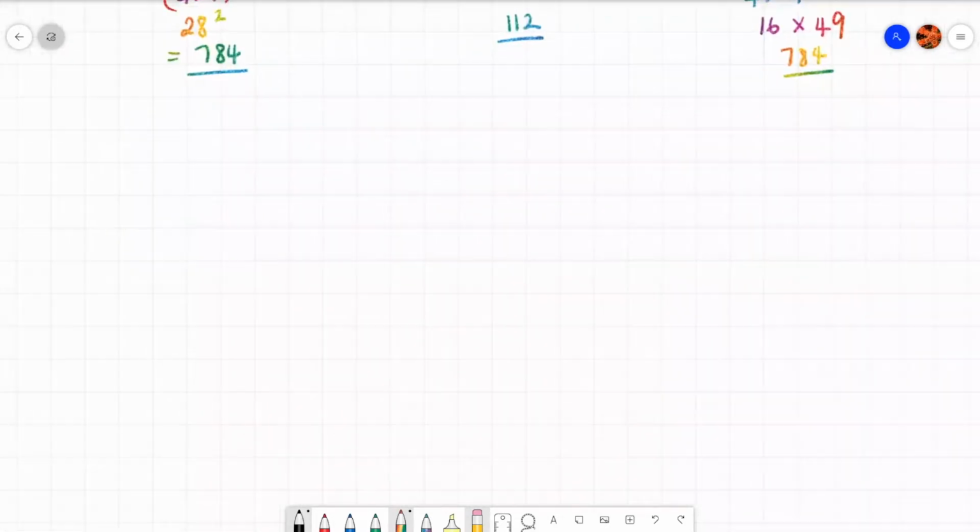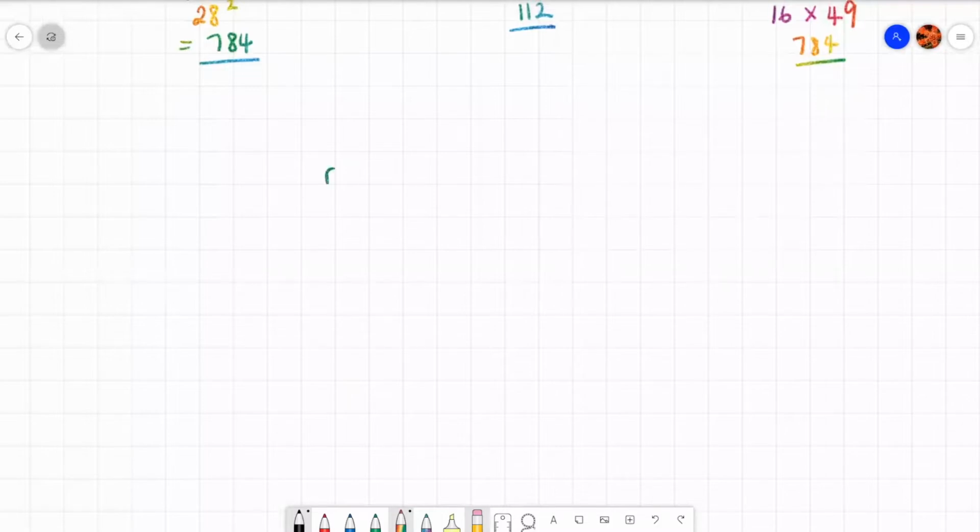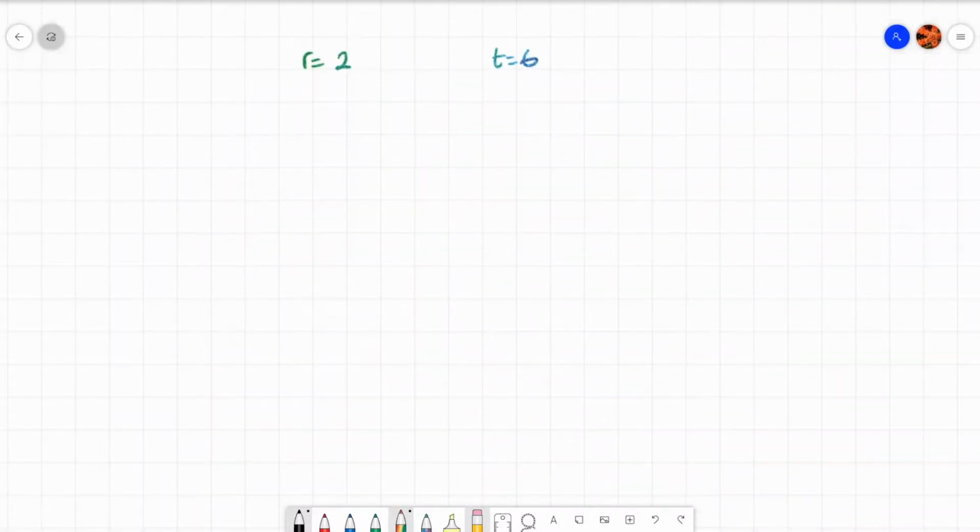Let's have a look at a few of the examples of different ones that you can have. R equals 2 and T equals 6. Okay. You might have something like this.